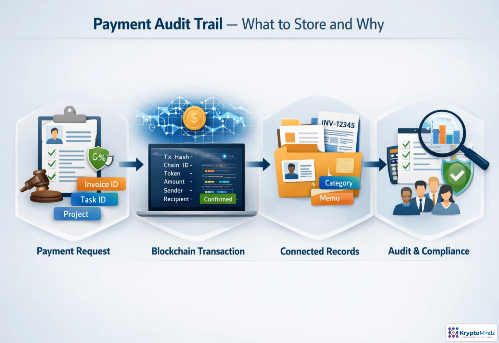A strong audit trail connects the business request to the final blockchain settlement. Start with the intent: invoice, task, project, vendor, and memo. Then capture the on-chain facts: transaction hash, chain ID, token, amount, sender, recipient, and confirmation status. Add approval evidence, including who approved it, when, which policy checks passed, and the agent's confidence. Together, that record lets finance, operations, and compliance reconstruct exactly why the payment happened.